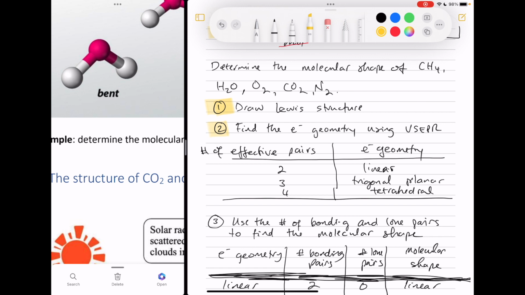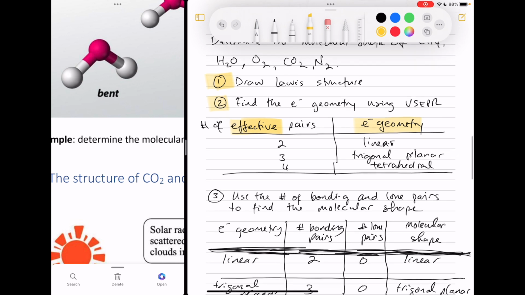To determine that, you're going to need to look at the number of effective pairs of electrons around the central atom. So what effective means here is that when you have single, double, or triple bonds, they all just count as 1. So if you have 2 single bonds, it counts as 2 effective pairs. If you have 2 double bonds, that also counts as 2 effective pairs. And then there are specific electron geometry names that you have to memorize based on the number of effective pairs for 2, 3, and 4 pairs of electrons.